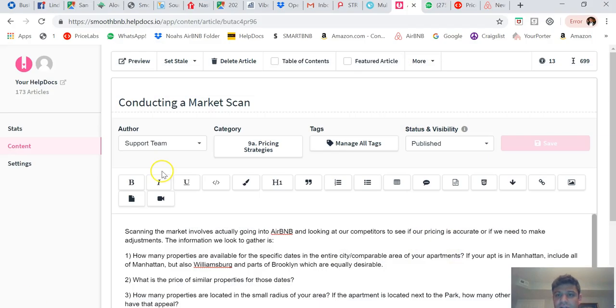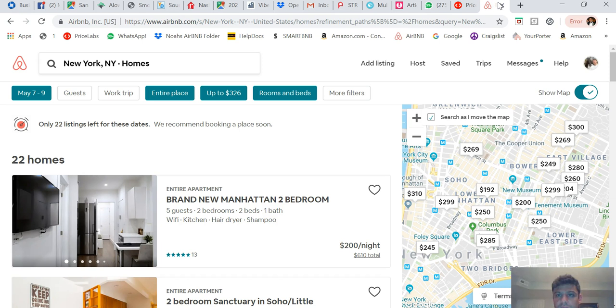Hey guys, here I'm going to do a video on a market scan. This should serve as the comprehensive video on how to conduct a market scan and really how we use filters to figure out exactly the state of the market, meaning how many properties are available that are similar to ours and what are they priced at.